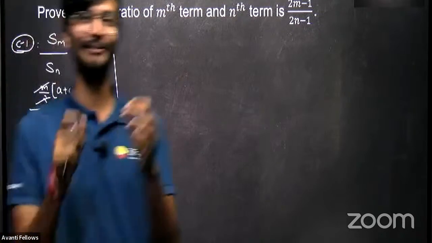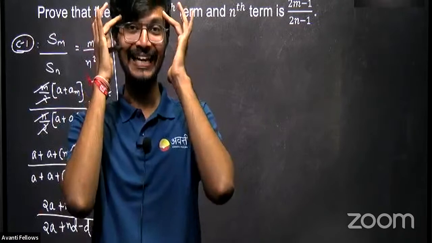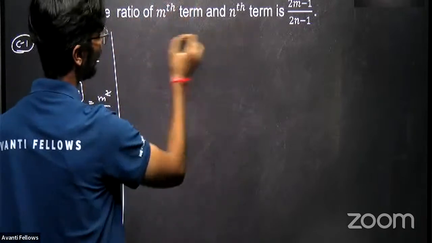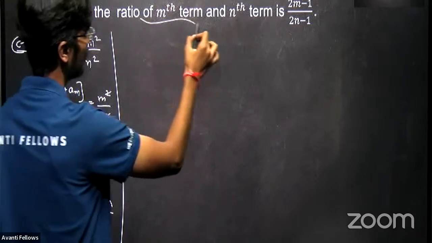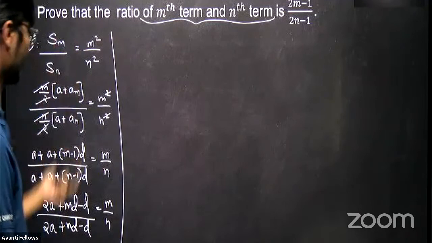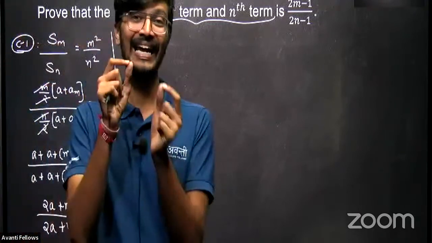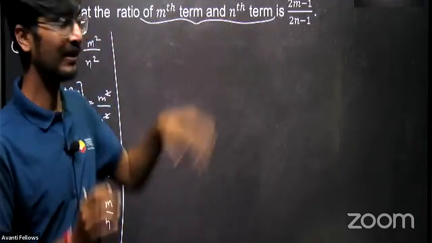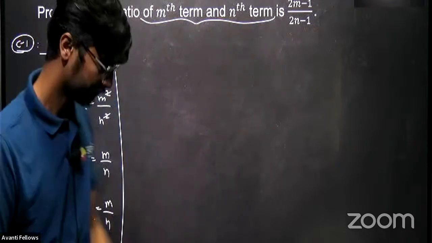Now, while solving, please remember what is our aim. Aim is required. The ratio of mth term and nth term we want. We want this. So what does that mean? What I'm solving this for? I'm solving this to get an equation. When I get an equation, I'll substitute it here and I'll get the required.